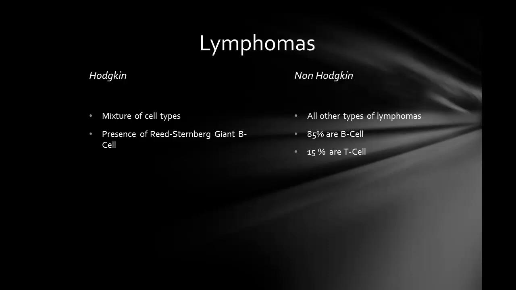A little hint for you. Please review Table 11-5, the clinical differences in Hodgkin's disease versus non-Hodgkin's lymphomas. That's on page 230 in your text, as this will be covered on the quiz and on the final. So hint, hint, make sure you guys look at that.